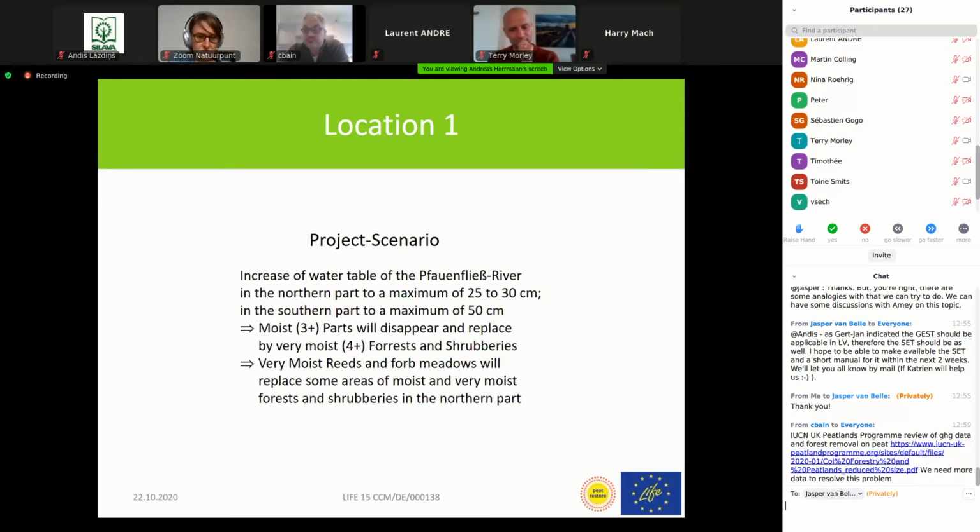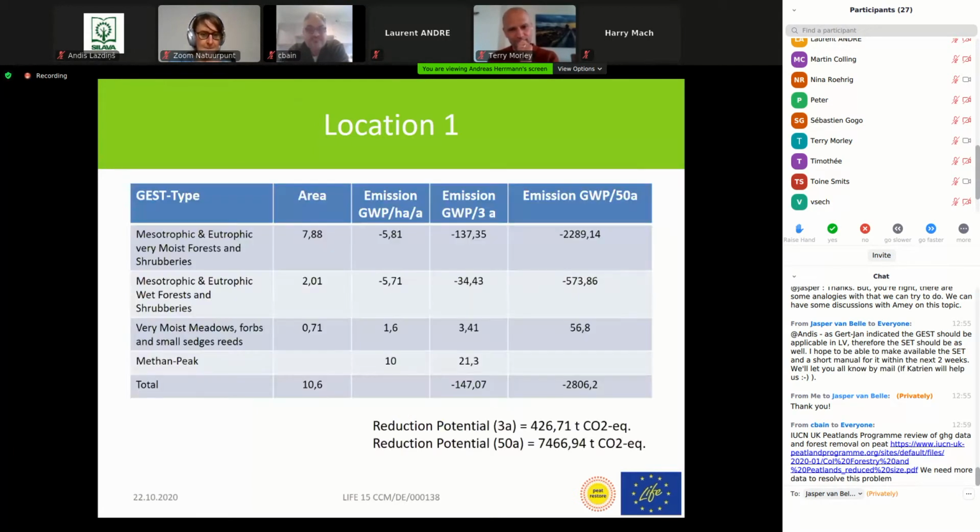We have another really simple gas type development for our restoration scenario. We have now no more moist forest. We have only very moist and wet forest. It's what we expect from the restoration path. And then we have another emission global warming potential in the next 50 years, which is now with the minus here.